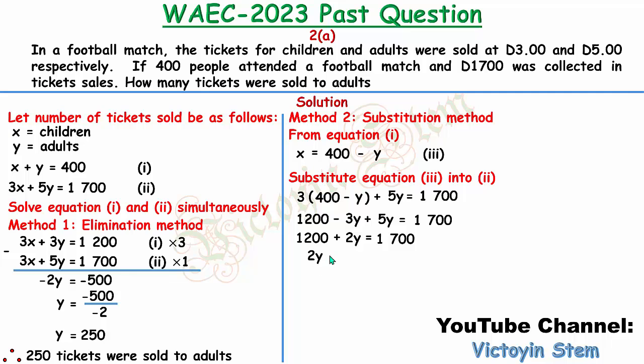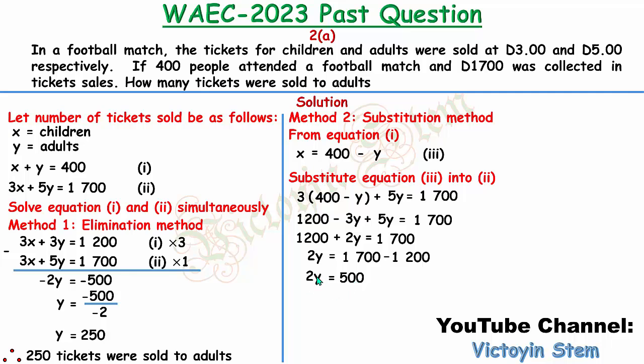So if I have 2y equals, at the right hand side of the equation I have 1700. If I subtract 1200 from both sides of the equation, 1200 minus 1200, the left hand side of the equation will be left with 2y. And then the right hand side will be 1700 minus 1200. So I subtracted 1200 from the left hand side. I'll do same to the right hand side. 2y will now be equal to 500.